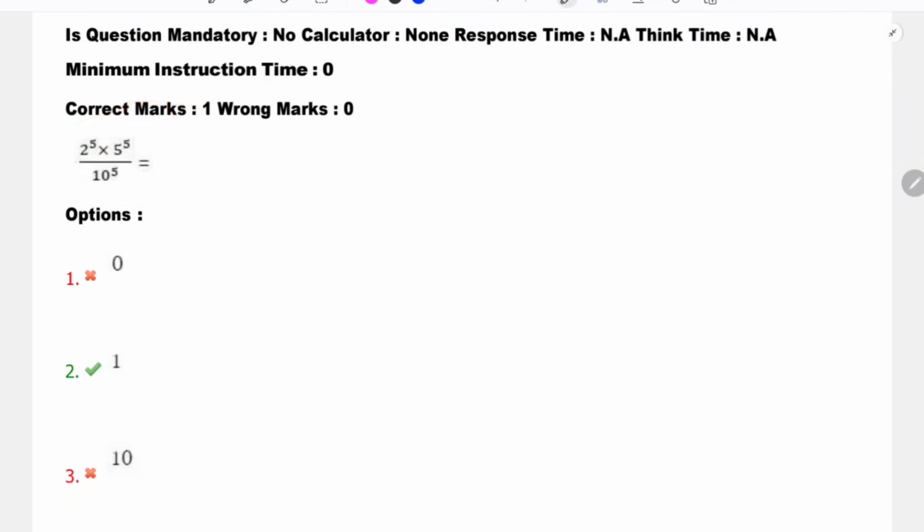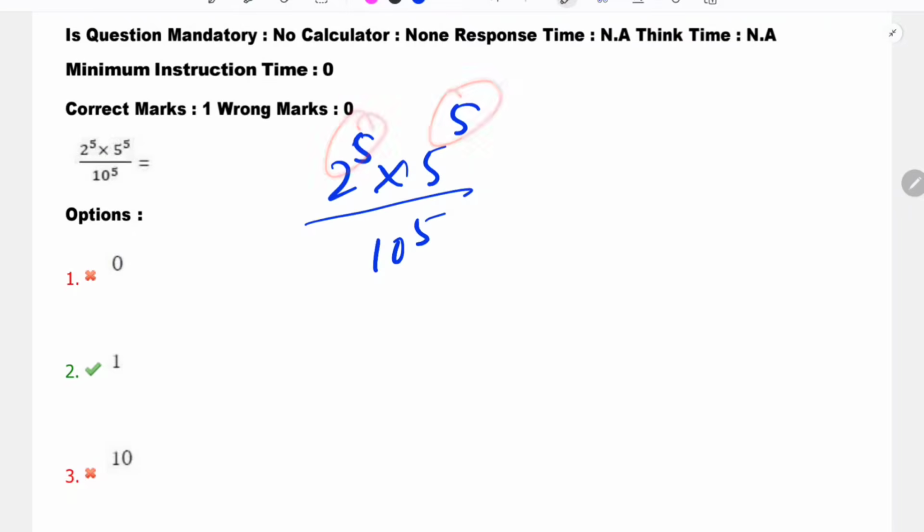2 power 5 into 5 power 5 divided by 10 power 5. How much? So we write here 2 power 5 multiplied by 5 power 5 divided by 10 power 5. If you carefully see here, the base is not the same, but the powers are the same. So now what you have to do, there is a formula.